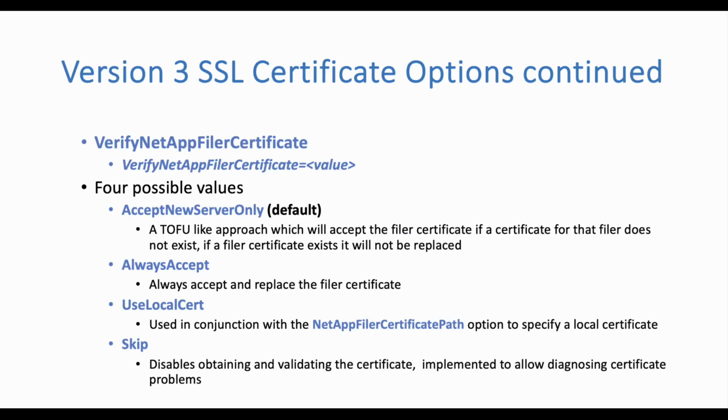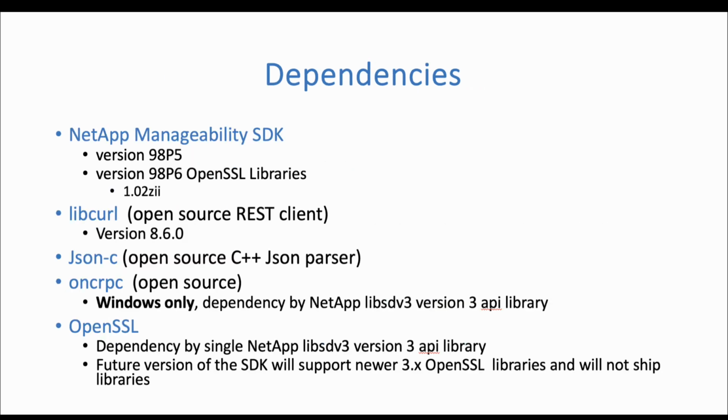The default is a trust-on-first-use type of approach, where the default is to accept the certificate from the filer and not to replace it. And there are options that allow replacing it. There is an option that allows using a local certificate on disk, and there is a skip option. The point of the skip option is that it's really for diagnostic purposes: if there is a problem with a certificate, it can be used to troubleshoot that and to temporarily bypass it. For obvious reasons, it's not really recommended to use it without advice from support.